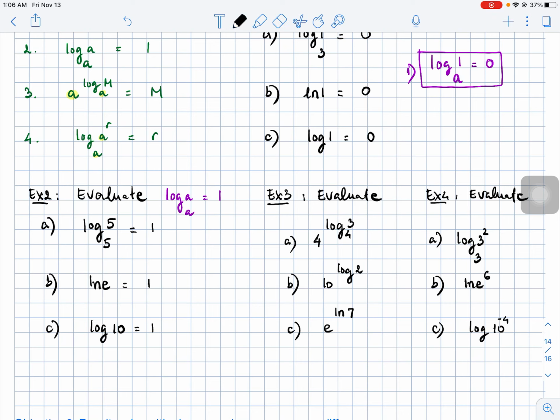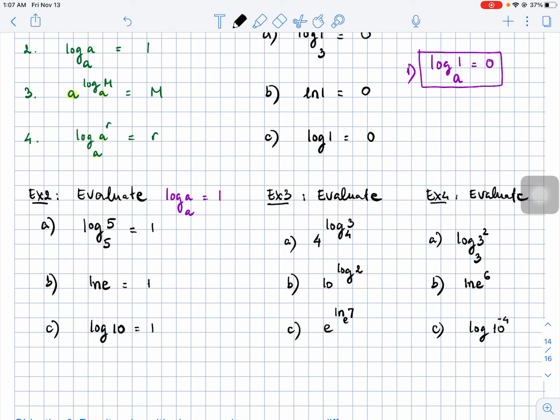Example number 3. First of all, we have the bases 4, 10, and e. Now we look at the log. The base is 4, which is the same as the base of the number 4. The base in part B is invisible, that is 10, and it's the same as the 10 that is the base of problem B. And in the ln, the base is e, and it's the same as the base of the problem.